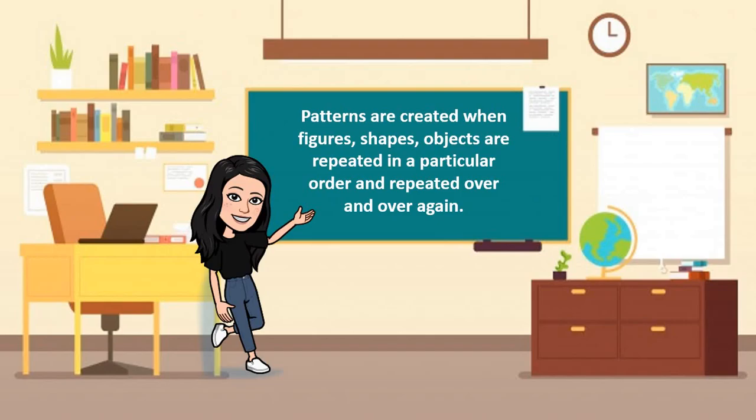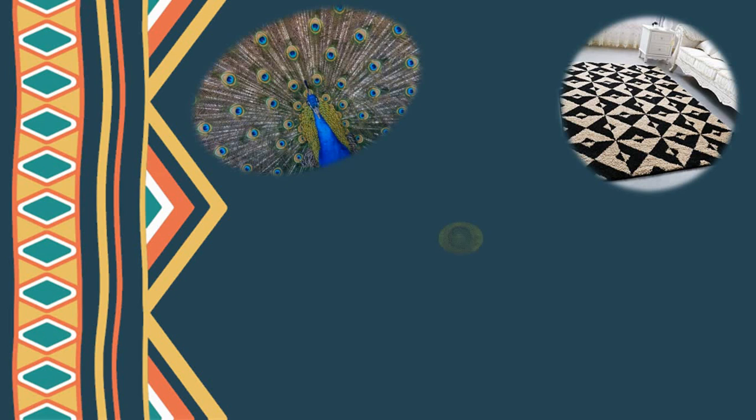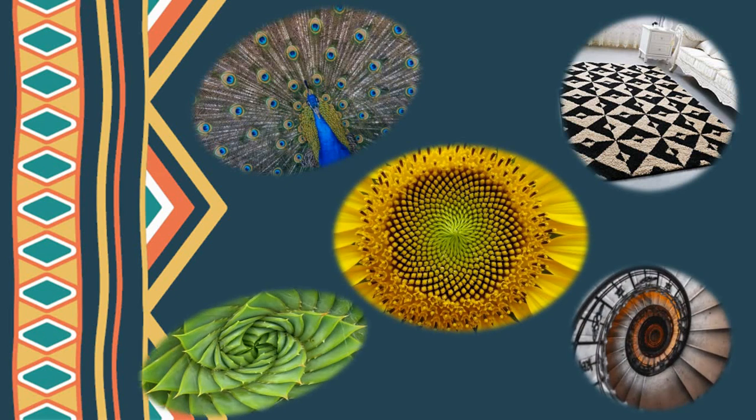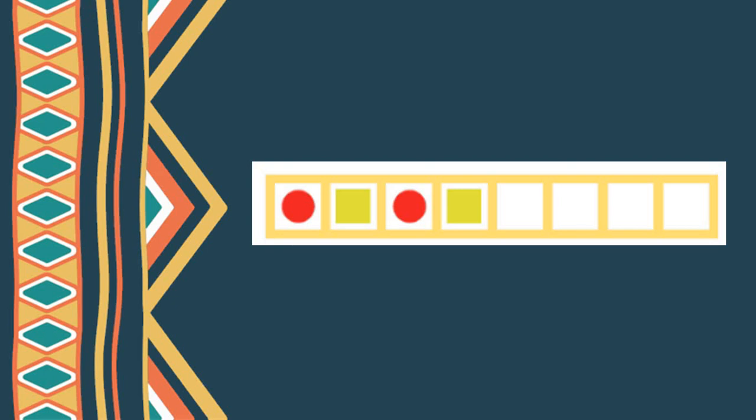So kids, patterns are created when figures, shapes, objects are repeated in a particular order and repeated over and over again. Kids, you may find patterns everywhere around you. It can be in the carpets, in the flowers, in the staircase, and even on the bodies of animals and birds. Kids, let's now study the patterns in detail.